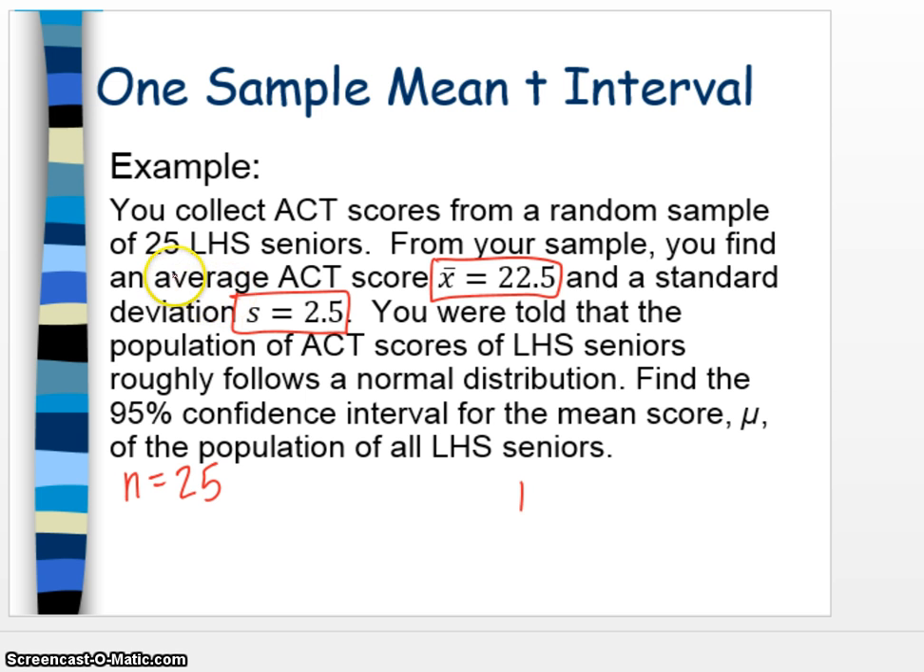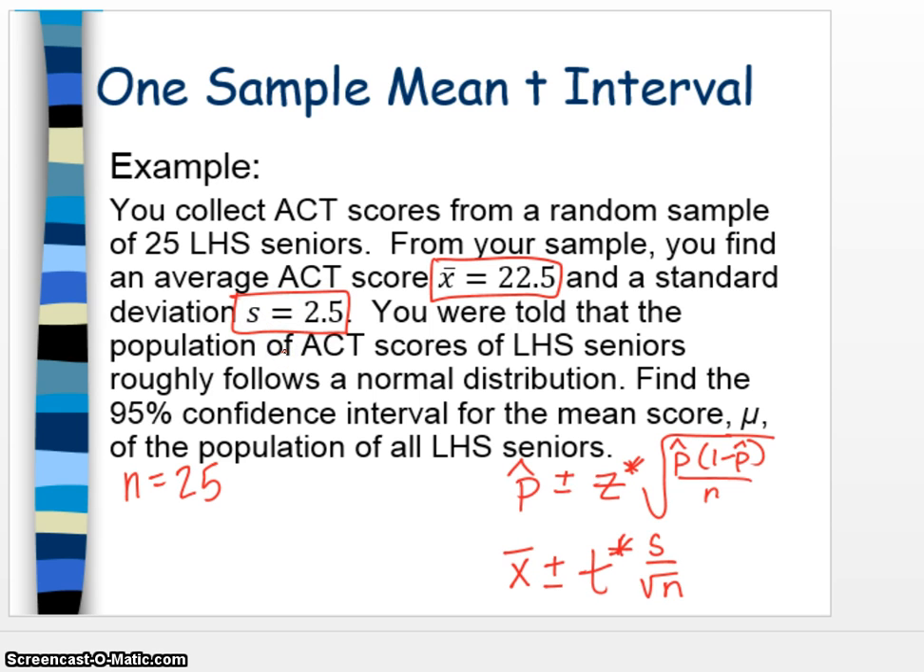Okay, so if you remember for proportions, we had p hat plus or minus z star times our standard error. So we're going to follow the same process for x bar. So this is going to be x bar plus or minus, like I said, we're not using z's this time. We're using t's, which will be new for us. And then the standard deviation, which is s over square root n. So it's going to follow a lot of the same processes.